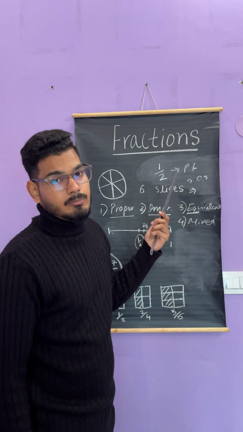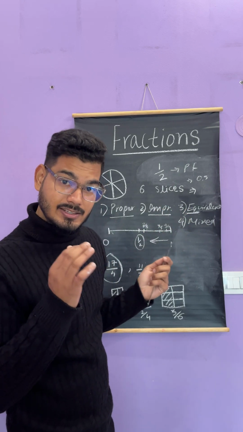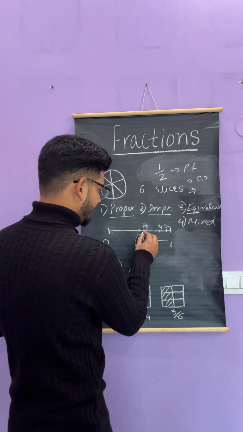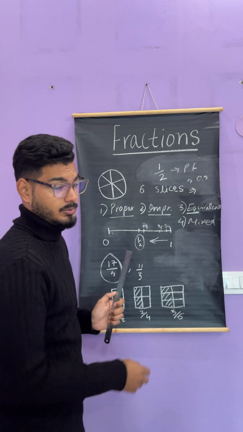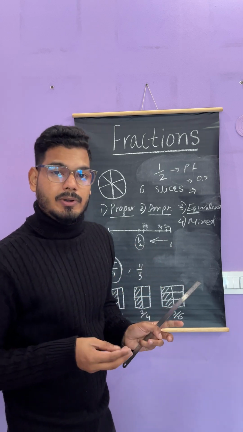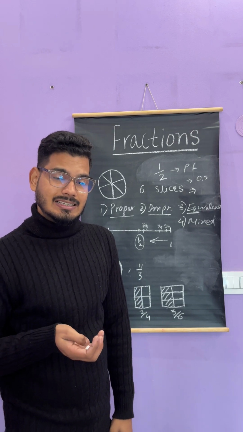Upon simplifying or calculating this, you will get 0.5. Now where is 0.5 on the number line? There it is, between 0 and 1. We have 1 upon 2, that's called 0.5. So this is a property of a proper fraction: the resulting value will always be less than 1.